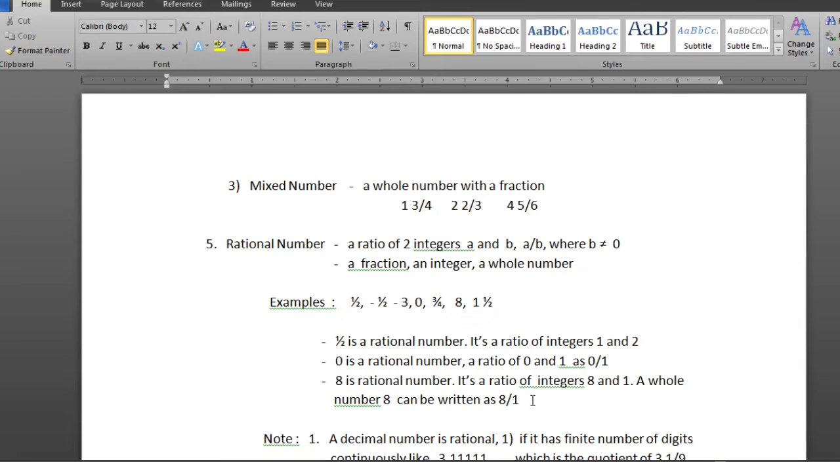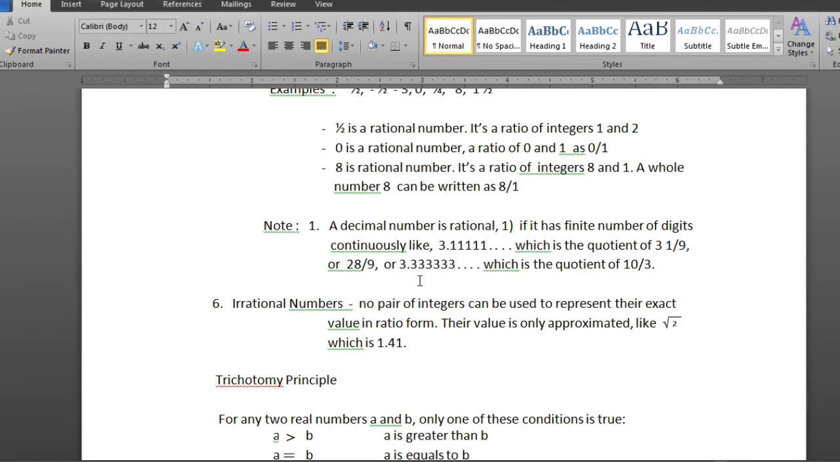Actually, any whole number can be written as that whole number over 1, in this case 8/1. And it's a fraction. And since 8 is greater than 1, then this is an improper fraction.